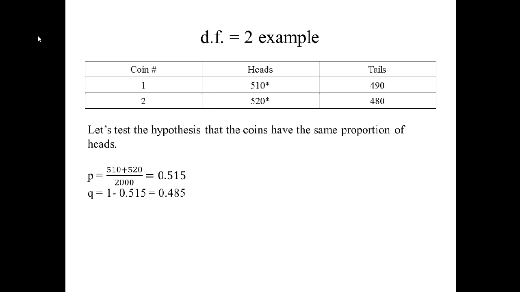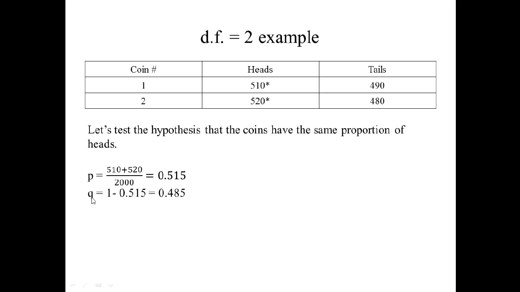So under that null hypothesis, I'm allowed to lump all the data together. Just take all the data I'm getting in terms of number of heads from coin 1, and combine that with the number of heads coming from coin 2. So I can see that the total number of coin flips is 2,000 because you get 1,000 from each, and I get 510 heads from coin 1 and 520 from coin 2. So the overall proportion of heads is 510 plus 520 over 2,000, which is equal to 0.515.